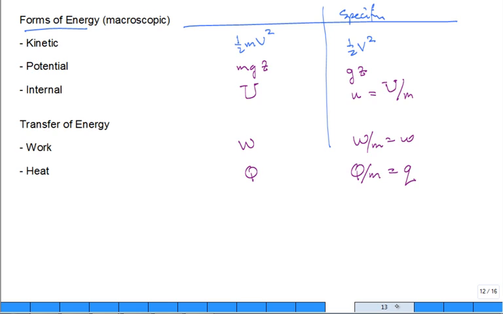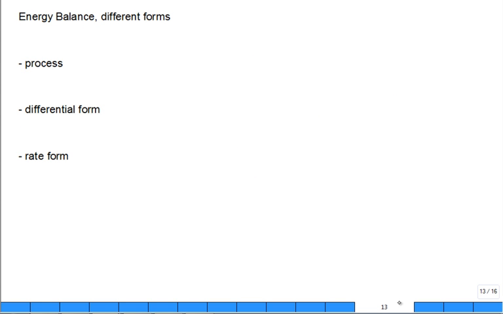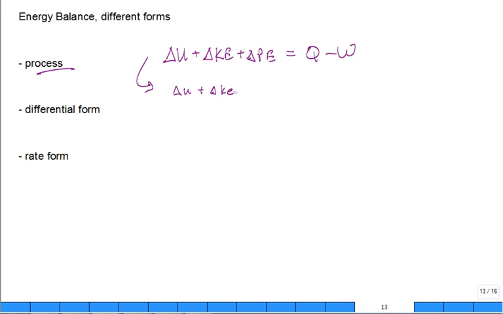All right. We have three ways we can write an energy balance. We showed it for a process from initial state 1 to final state 2: change in internal energy, change in kinetic energy, change in potential energy equal to Q minus W. If you want to put it on a per unit mass basis, change in lowercase u plus change in lowercase ke plus change in lowercase pe equal to lowercase q minus lowercase w. Each term in the first is in units of kilojoule. Each term in the second is in units of kilojoule per kilogram or something like that.